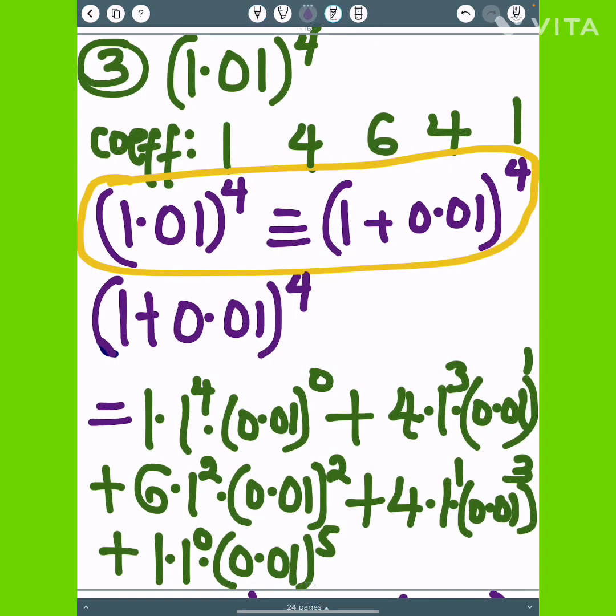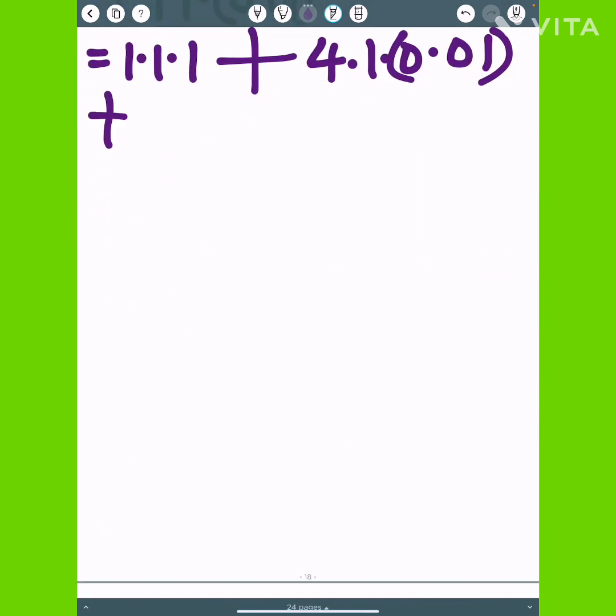This is my third term. 6 times 1 squared times 0.01 squared. So I need to evaluate 6 times 1 squared is 1, so that's 6 times 1. 0.01 squared is what? So my next term will be 6 times 1 times 0.0001. That's 0.01 squared. You can use your calculator to check that.